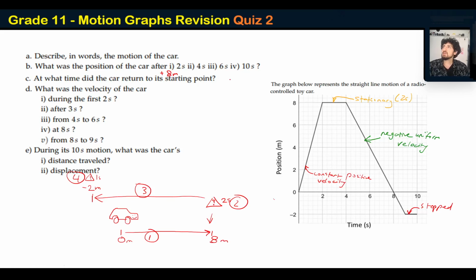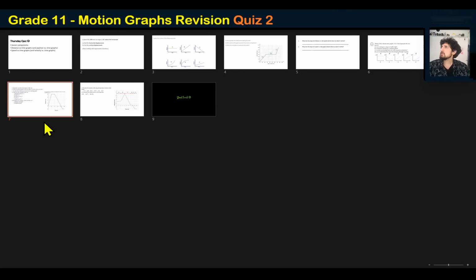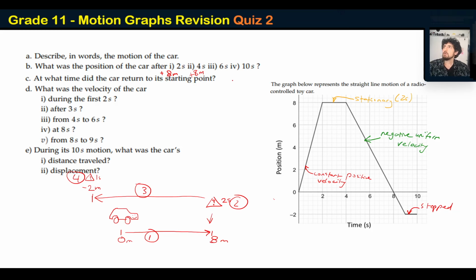What about after 4 seconds? At 4 seconds, it was also at 8 meters. It was still there. So, positive 8 meters. What about at 6 seconds? Well, now it's different. At 6 seconds, look at that, it was at 4 meters. Here we go. That was at 4 meters. And what about 10 seconds? At 10 seconds, it was at negative 2 meters. Look, negative 2 meters.